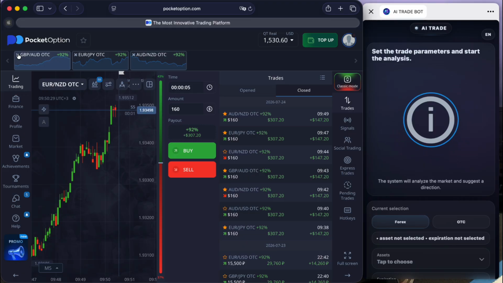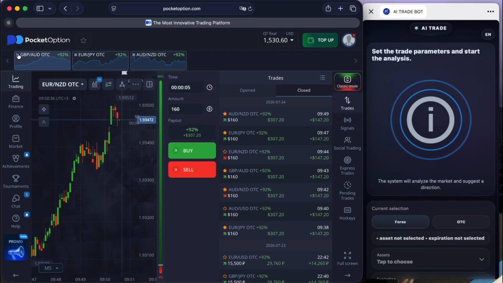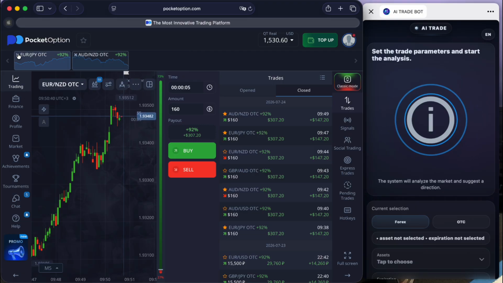Thereby, you will steadily increase the funds in your account and earn money on the Pocket Option broker with this bot.